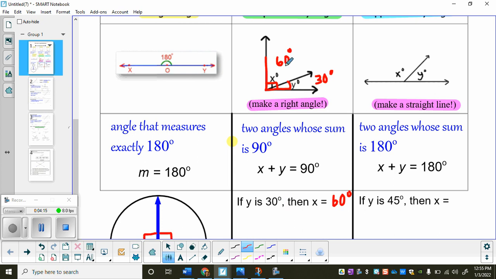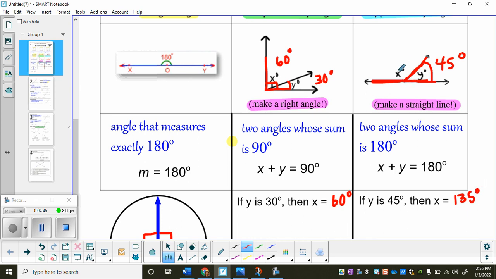Now over here, to give you an idea of what I mean by adding up to 180, let's say in this example the measure of this angle Y right here is a 45-degree angle. If that's 45 degrees and I want it to combine with this one to make the straight line of 180, then you would just do 180 minus the 45, which is going to be 135 degrees.